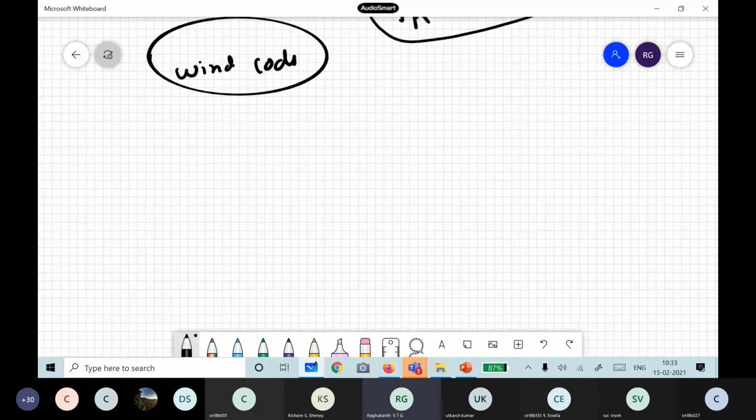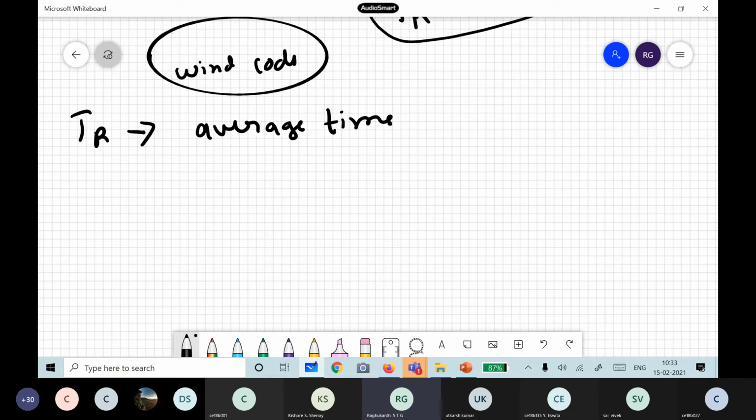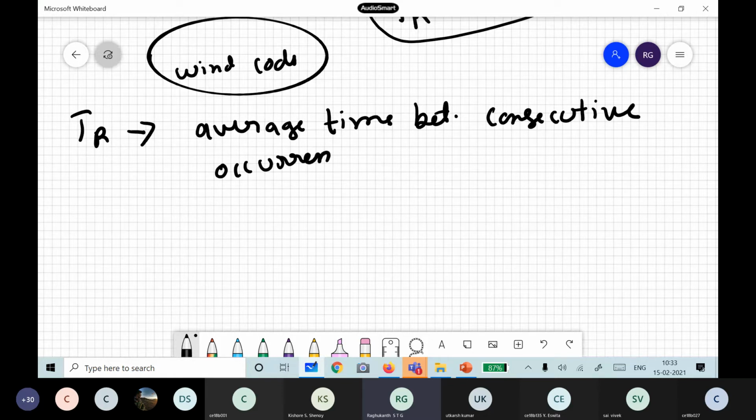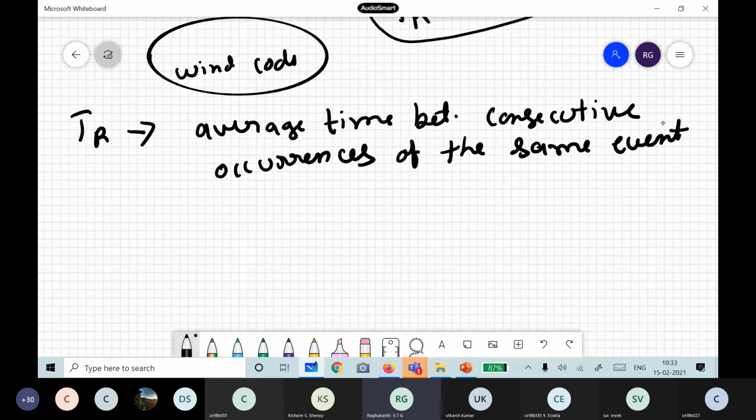So the return period is defined like this. I will just write it: the average time between consecutive occurrences of the same event. So it is something like an average duration, they say.